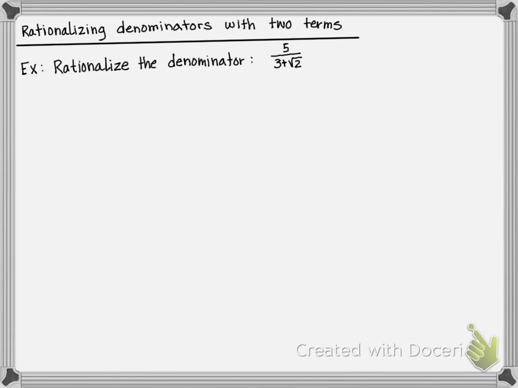So remember yesterday we found something to multiply by that would make the denominator rational. So what do you guys think we should multiply by? So if I have 3 plus root 2 here, what should I multiply by in the denominator to get a rational number?